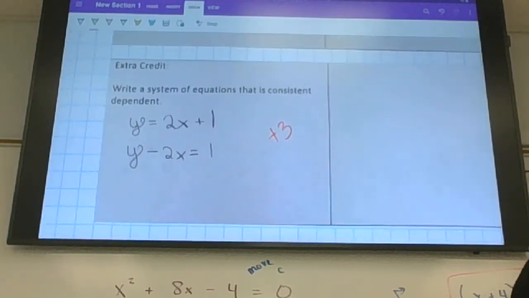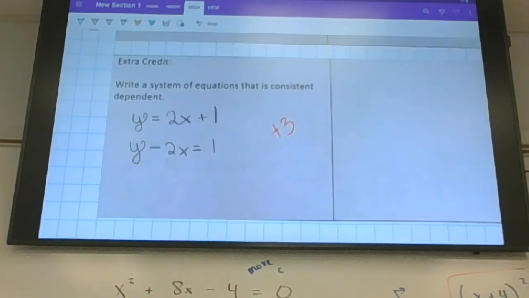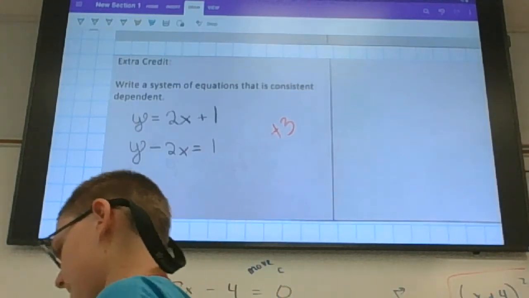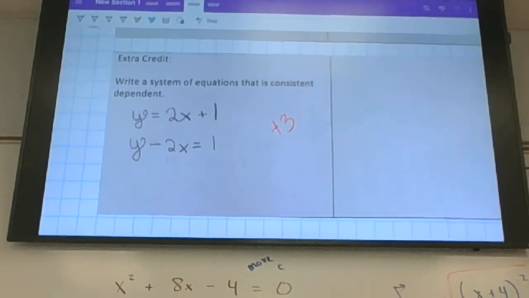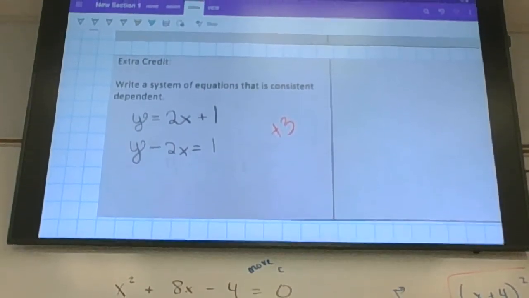Alright, here's an example of extra credit. A consistent dependent solution is the same line. Those are the same lines presented differently.